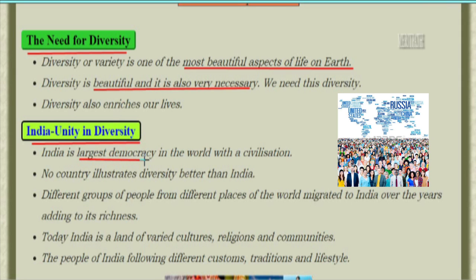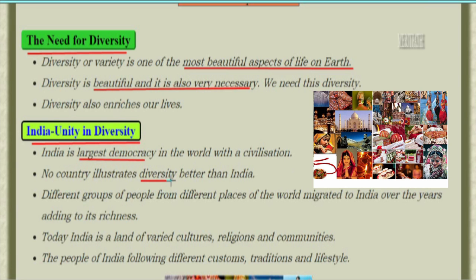India has the largest democracy in the world. India has a democratic government, where the government officials are chosen by the people of the country. So India is known as the largest democracy in the world with a civilization. And no other country except India illustrates diversity better. In India there are many states, languages, districts and religions. No other country has so much variety of religion, so many languages, etc. That is why no other country can illustrate diversity better than India.